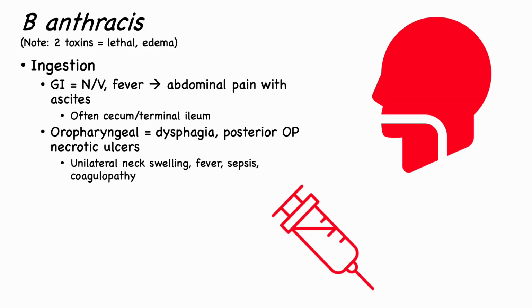So the next form of disease is ingestion. As the name suggests, this occurs after ingestion of the organism and often leads to GI symptoms. The most common symptoms we see are nausea, vomiting, and fever. These then progress to abdominal pain with ascites, and it can often affect the cecum and terminal ileum. The other form you can see is oropharyngeal disease, and this is associated with more upper GI symptoms. So that would be like dysphagia and necrotic ulcers.